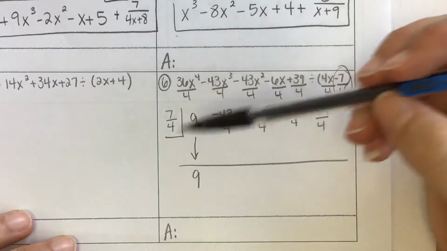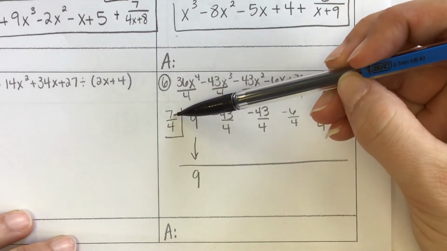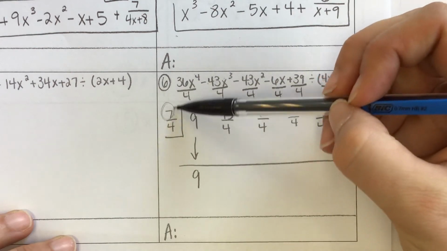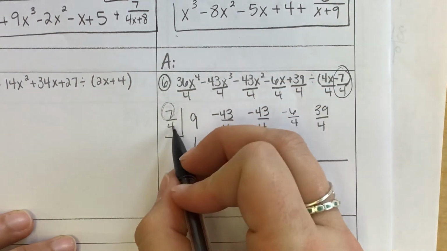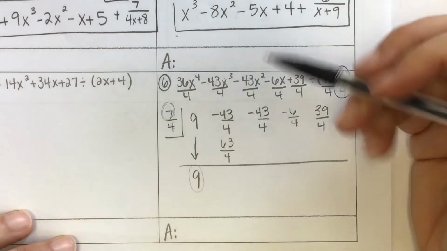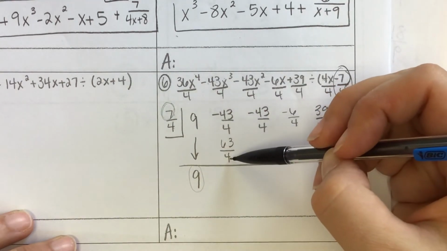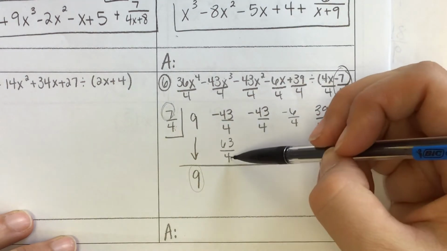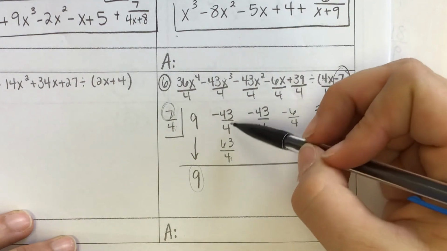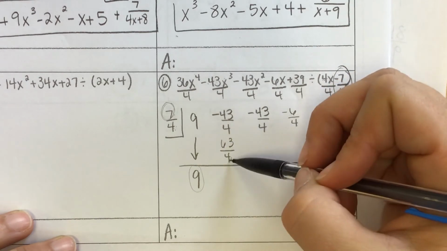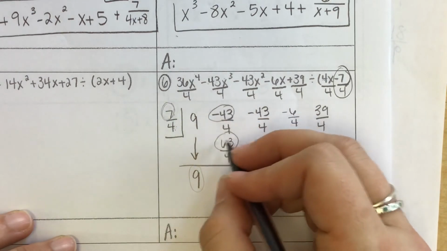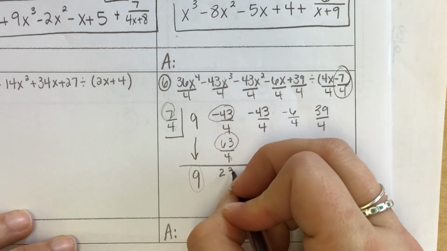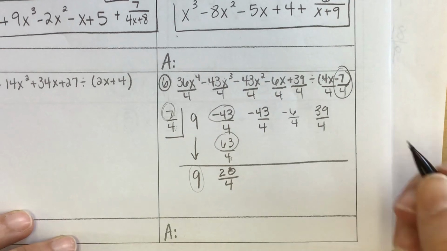First number comes straight down. Now, like we were talking about before, I have a whole number times a fraction. So I'm going to take 7 times 9, which gives me 63. Keep your denominator. So what students have been doing in class is they're forgetting to put the 4 underneath as the denominator. So don't forget that. Now that I have two fractions, they both have the same bottom number, I'm just going to add the top numbers. So negative 43 plus 63 gives me 20 over 4.